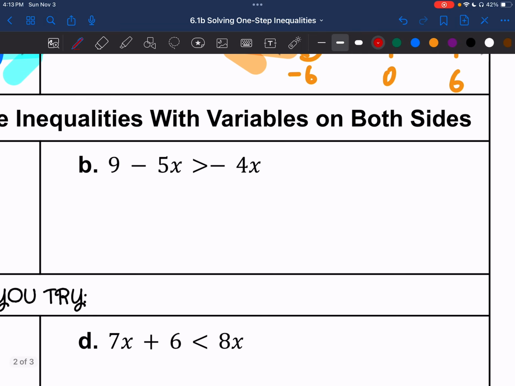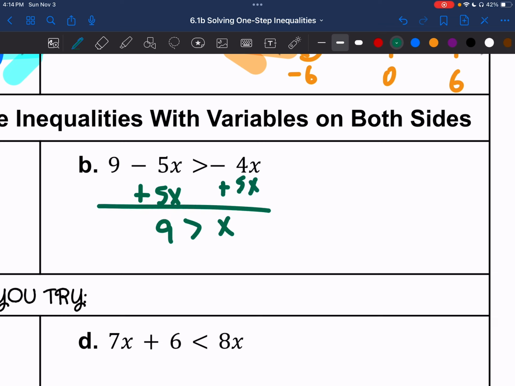Letter B. We have subtraction. We have 9 minus 5x is greater than negative 4x. I'm going to have to add either 5x or 4x to the inequality in order to isolate the variable. And I'm going to move that minus 5x because that is the one that's going to help me keep the variables positive no matter what. So we've got 9 is greater than x.